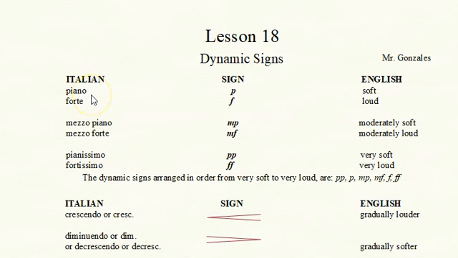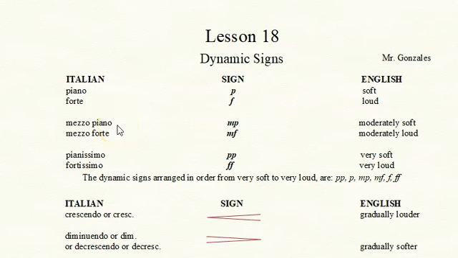Here we see the Italian word piano. Here we see the sign for piano. And here we see piano means soft. Here we see the Italian word forte. Here we see the sign for forte. And here we see that forte means loud.